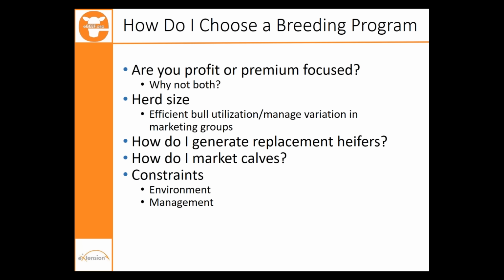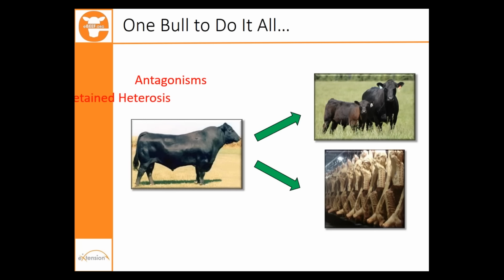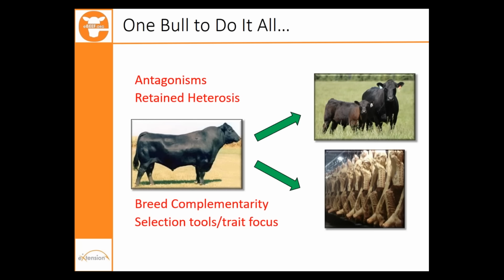So if we think about tying this together, one of the common approaches to mating systems seems to be to try and find one bull that does everything, right? A bull that we can use to generate replacement females that also does a good job producing calves that we can market that have excellent carcass merit or market characteristics. And that sometimes can be difficult to do, because we have to deal with things like genetic antagonisms that can make that a more difficult proposition.